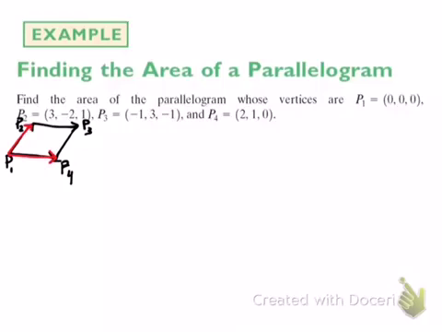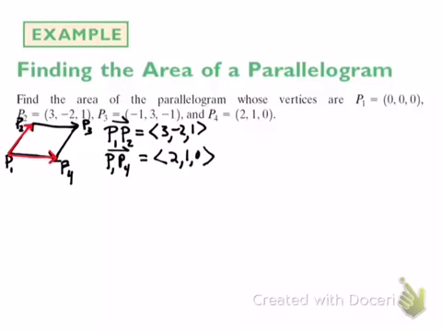And so these are easy because P1 is just 0, 0, 0, and so when I go P1, P2, I'll just set that up as 3 minus 0, negative 2 minus 0, 1 minus 0, and there it is. P1, P4, exactly the same thing. And so P4 is 2, 1, 0, so this will be 2, 1, 0.